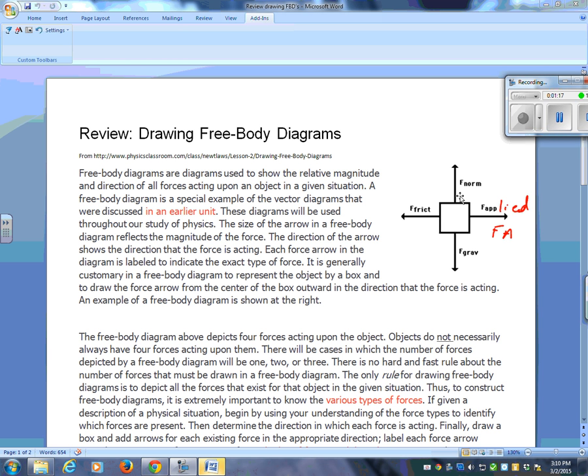Could there be more than one force applied? Yep. Sure. How would you label them if there was 3 applied forces? 3 arrows. Yeah, but how would you label them? FA1, FA2, FA3. Or you can call them Alice, Bob, and Carol. I don't really care, depending on what's happening in the situation. It's not a hard and fast rule.